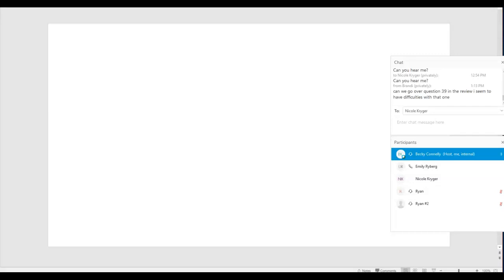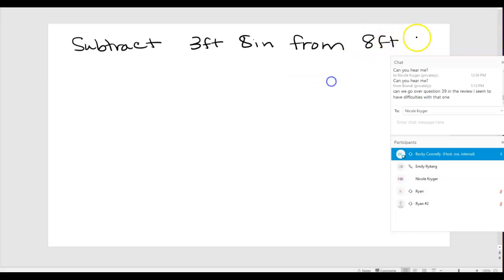Let's see here. Maybe let's do subtracting some units. So if I ask you to subtract 3 feet 8 inches from 8 feet 7 inches.